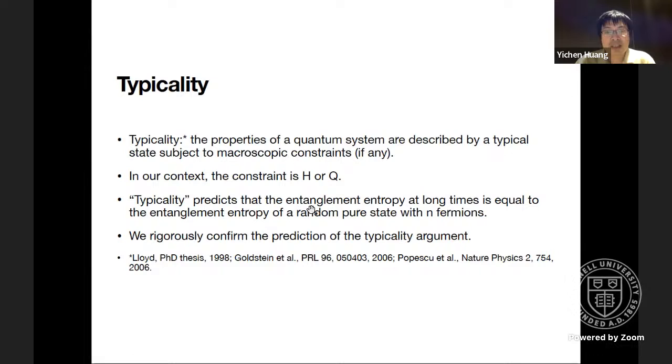That is, the property under consideration is just the entropy. So it says that the entanglement entropy at long times is equal to the entanglement entropy of a random pure state in the subspace of little n fermions. That is, we just consider a subspace consisting of all pure states with a definite number of little n fermions. And in this subspace, we choose a Haar random state. And the prediction of typicality is that such a random state gives you the entanglement entropy at long times. And we can see how accurate this prediction is.